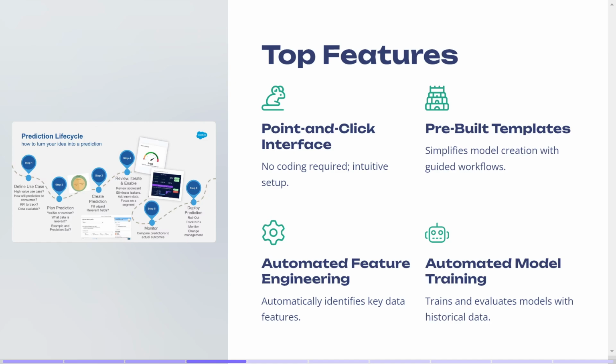3. Automated feature engineering. The tool also automatically identifies which data points are most important for your predictions, so you don't have to spend hours sifting through data. 4. Automated model training. Once your data is set up, the tool will train itself using your historical data, testing, and refining the models until they're ready.